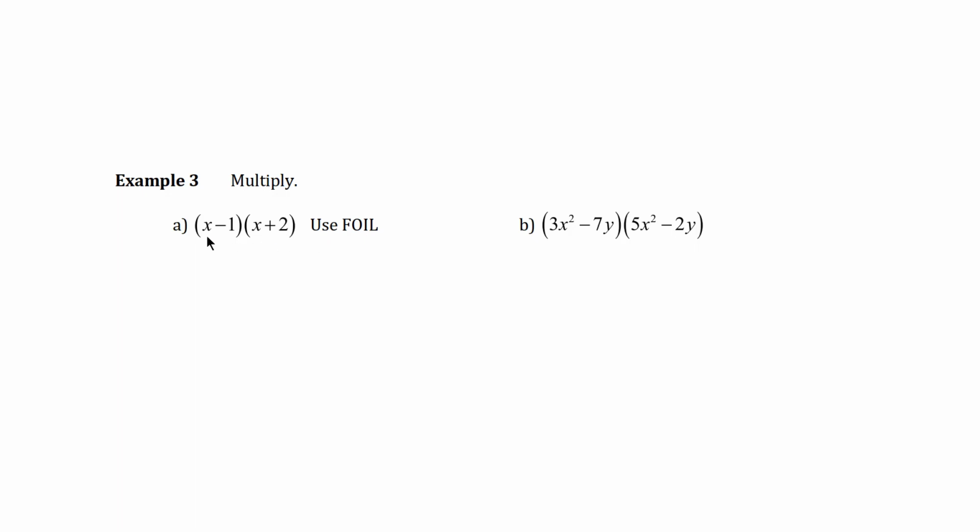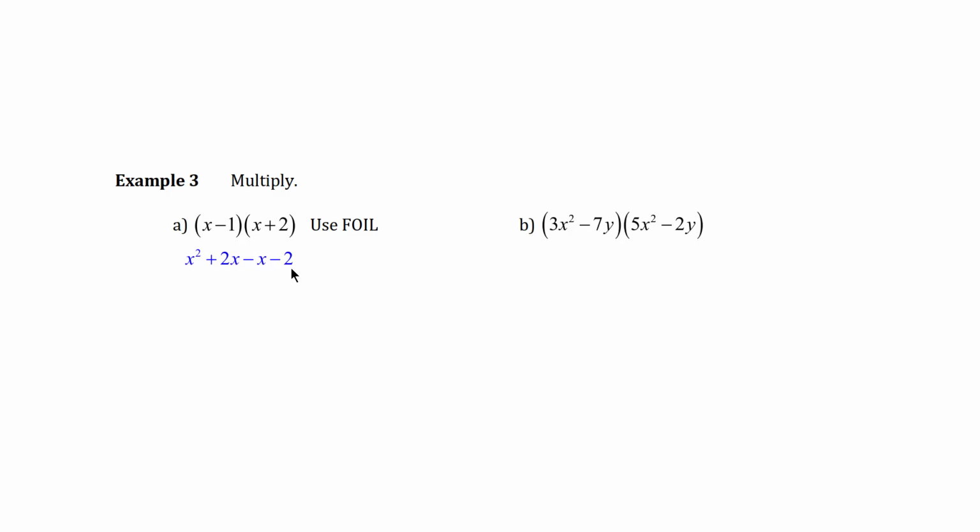First, we multiply the first terms together, so x times x is x squared. Next, we multiply the outer terms together, so the x and the 2, which gives us 2x. Now we multiply the inner terms together, so negative 1 and x, which is negative x. And then we do the last terms. We multiply negative 1 and 2 to get negative 2. So the result is x squared plus 2x minus x minus 2.